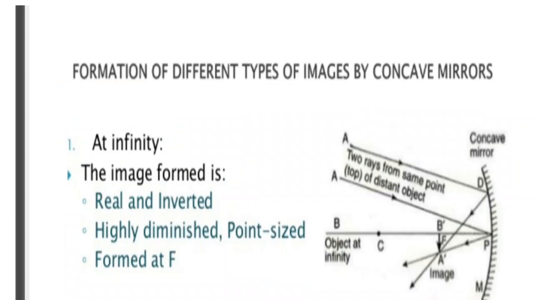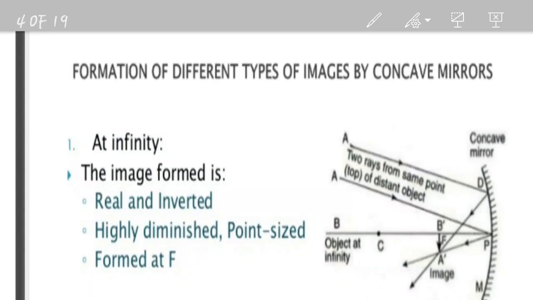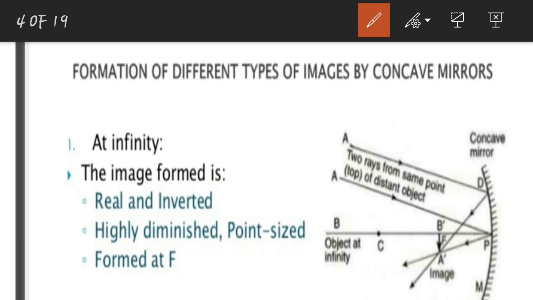The image formed will be real and inverted, highly diminished, point size, and it will be formed at the focus. As you can see, these are the two rays coming from infinity. When they strike the mirror, they reflect back in this manner, and these two lines meet at this point, and the image formed is at the focus. Clear?